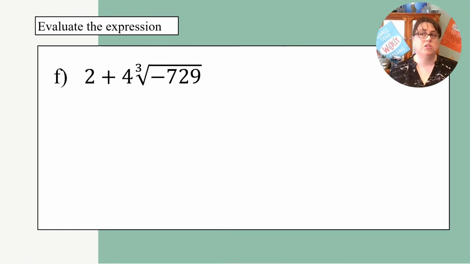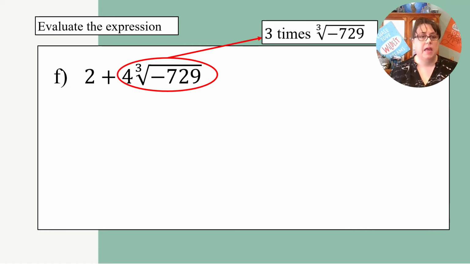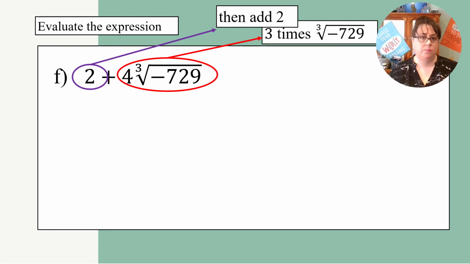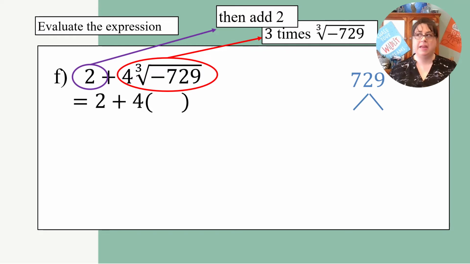So now this one starts looking a little bit scary because we have a negative, and sometimes that's a little intimidating, but don't let it get the best of you. Just remember that this is 4 times the cube root of negative 729. And then you're going to add the 2. So we have 2 plus 4 times whatever that cube root of negative 729 is. So I have the 729, and I break it into 9 and 81.